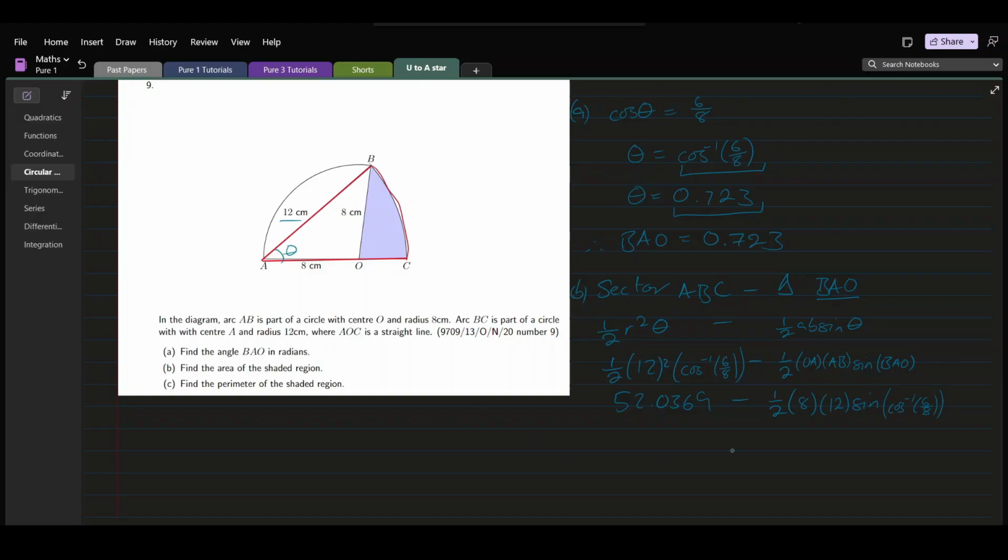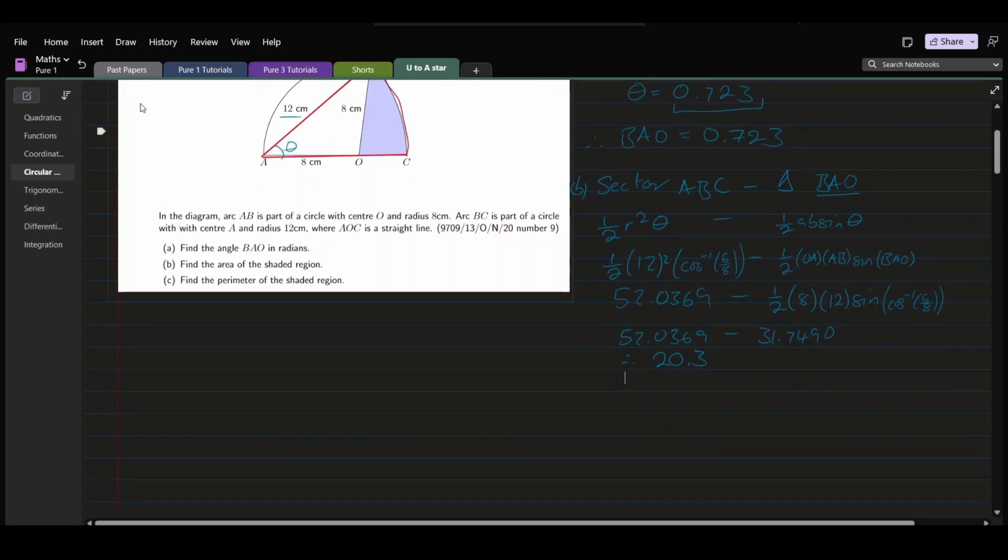That gives us 52.0369 minus 31.7490. This is correct to 4 decimal places. And if we simplify this, 52.0369 minus 31.7490, we get 20.3, correct to 3 significant figures, and that would be our final answer. Let's move on to part C.